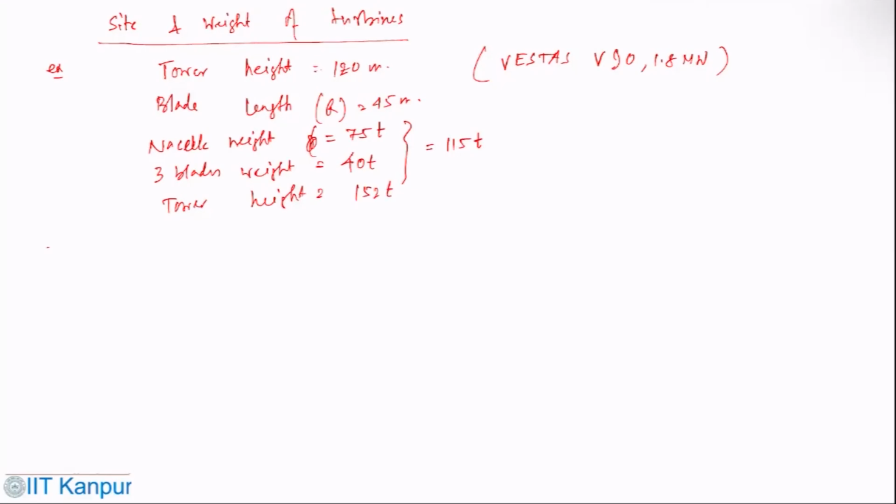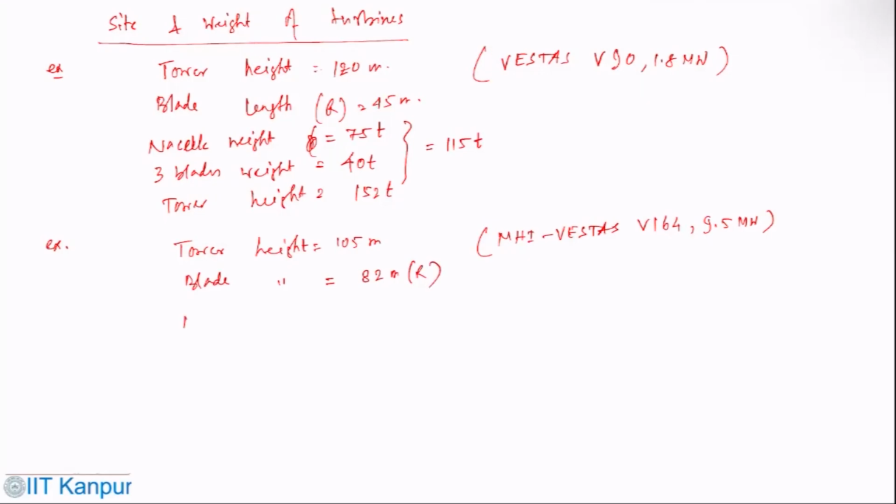There is another one which you can have, that is a tower height of 105 meter. This is the Vestas V164, which is 9.5 megawatt. Then the blade length is 82 meter, which is R. Then you have the nacelle weight, 390 ton.